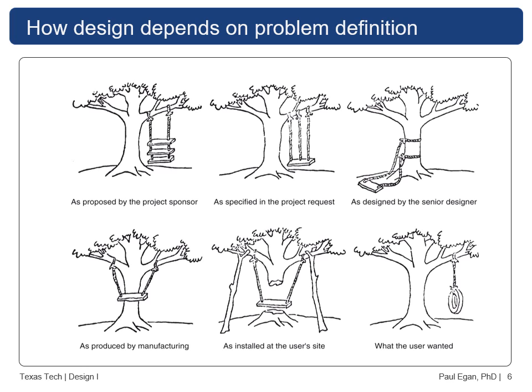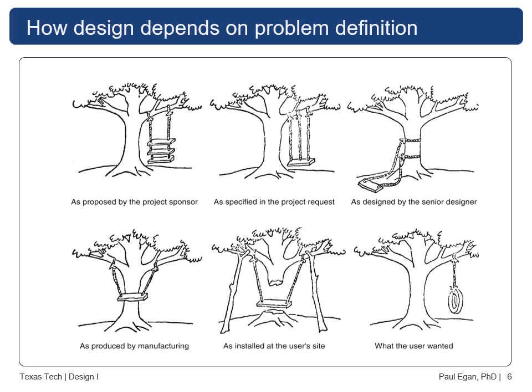And one of the most important parts of design is coming up with a problem definition that really clearly communicates what you're working on. So this is a common cartoon schematic that's shown where you can see these different communication errors that might happen in your project. So the project sponsor proposes a swing, but then you can see these different interpretations where the project request, they built it slightly differently. The senior designer didn't quite understand how it works, so you don't even have a swing at this point. Manufacturing couldn't follow the directions drawn by the engineer, or the user installed it wrong as well.